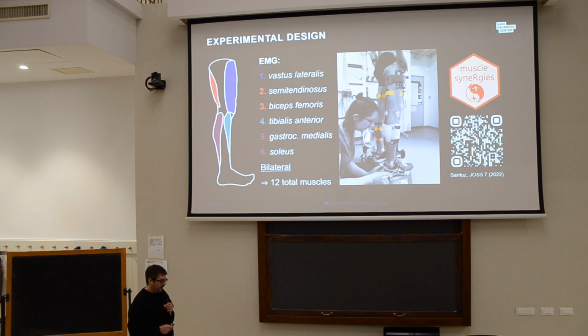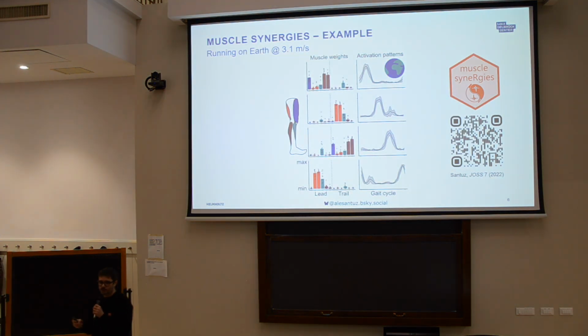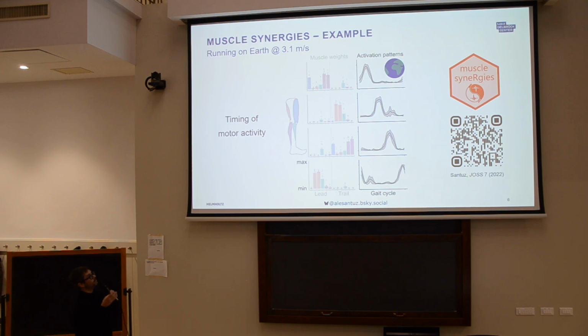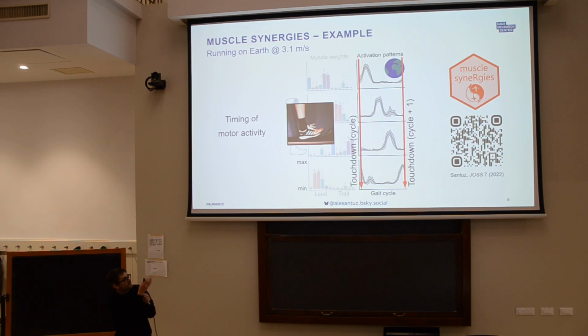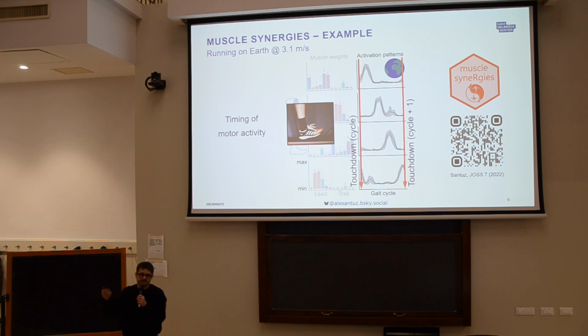We recorded electromyographic activity from 6 bilateral muscles, so a total of 12 muscles from the lower limb, and extracted muscle synergies with our own R package. A typical output looks like that. As we've heard before, you have 2 sets of coefficients: a set of time-invariant muscle weights, which tell us about the relative contribution of each muscle within a synergy, and a set of time-dependent activation patterns, which describe the time course of motor activities. Usually we normalize them so that the activation pattern goes from one touchdown to the next.